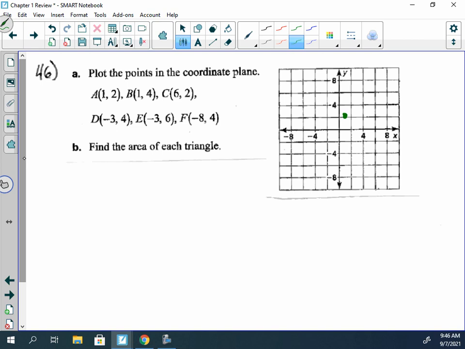Well, if you notice here, we have 1 space 4, 1 space 8. So each one's going by 2. Next one is at 1, 4. And the last one is at 6, 2. So we get this triangle here. Yep, it's going by a scale of 2. Then the other one, D, is at negative 3, 4, negative 3, 6, and negative 8, 4.